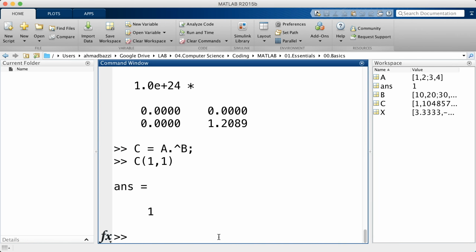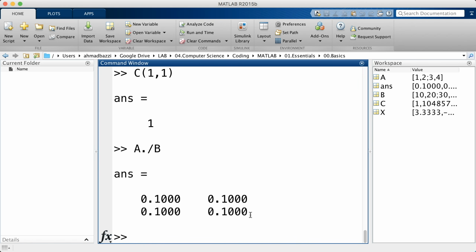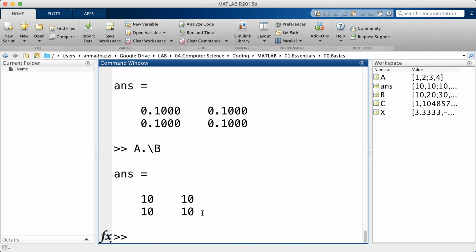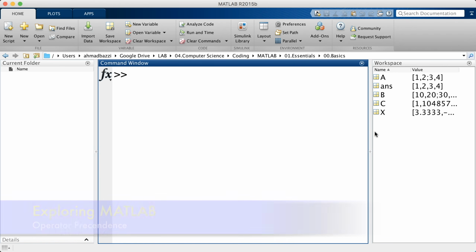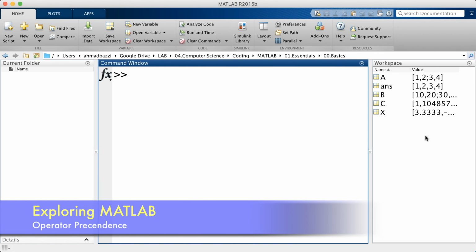It's 1, right? 1 to the power 10 is 1. Let's do right array division as such, the 1 over 10s, and let's do this. Left division, it's all 10s, which is the equivalent of this. Right, so now we're going to talk about operator precedence.